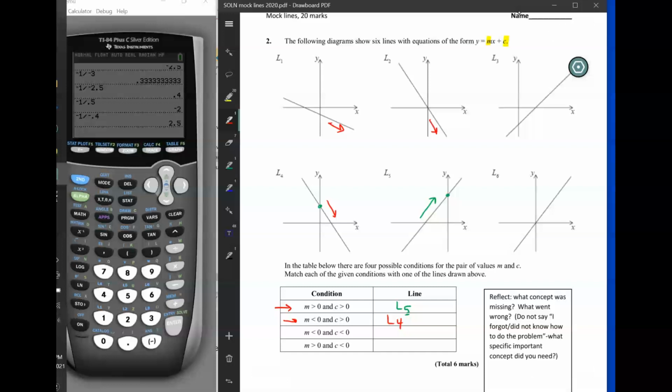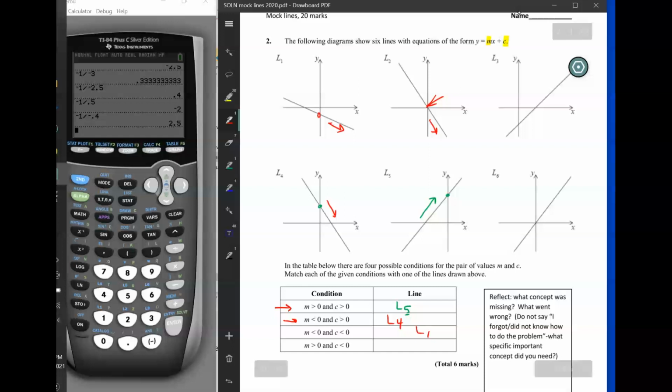Looks like the economy of Brazil is getting worse. So in these two cases where the slope is negative, now I just need to see which one has a negative y-intercept. This one has a negative y-intercept. This one actually goes right through the origin, so it's a 0 y-intercept. So I know it has to be L1.